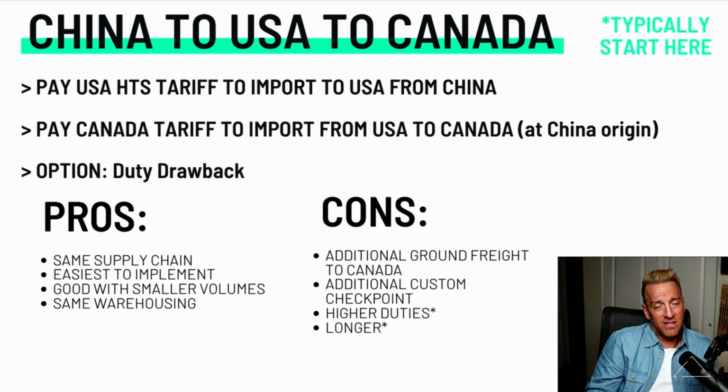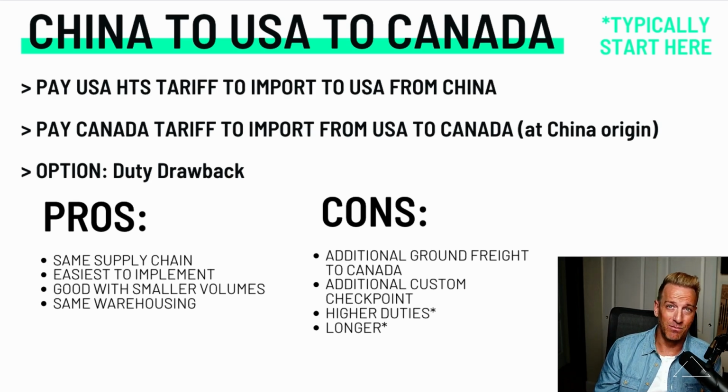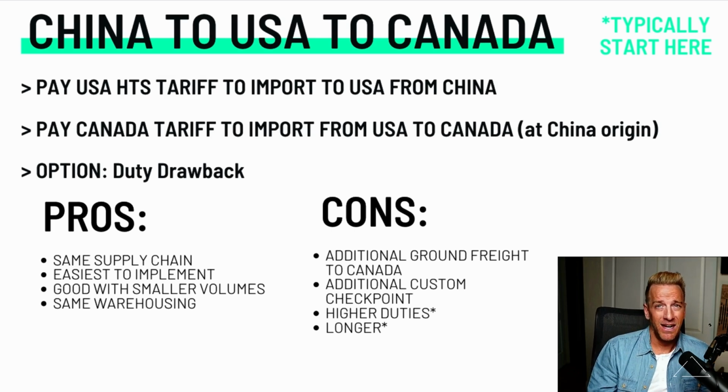So the pros of this is it's basically the exact same supply chain. You don't need to have new shipments going to Canada from China. Everything is kind of within one pool of inventory in the US. It's the easiest and quickest to implement. It's good with smaller volumes or inventory limits in Canada, which prevent you from sending a lot of inventory into Canada directly. And it's the same warehousing, which tends to be significantly cheaper than it would be in Canada, even with the additional transport into Canada.